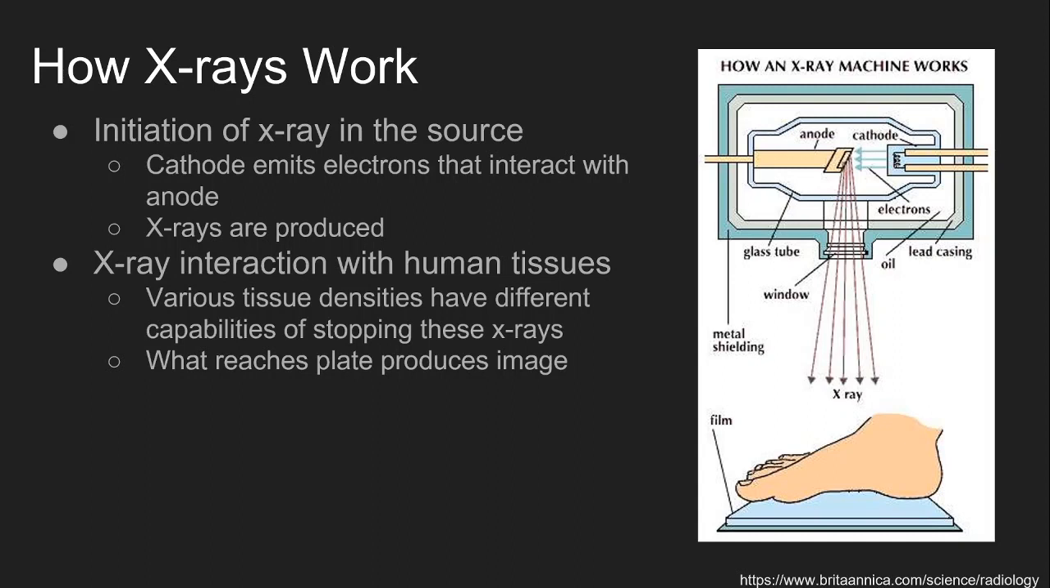X-rays are a form of electromagnetic radiation with a short wavelength and high energy. In order to initiate the X-ray, electrons emitted by the cathode interact with the metal anode, leading to the emission of an X-ray. This X-ray collides with electrons in the human tissues. Various tissues have different densities and therefore different capabilities of stopping these X-rays. What reaches the plate produces the image that you see.